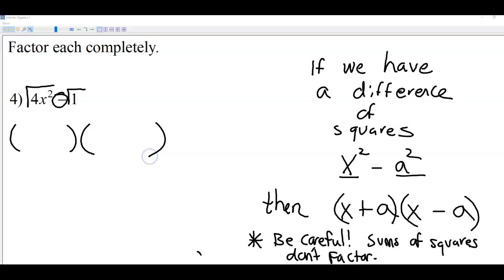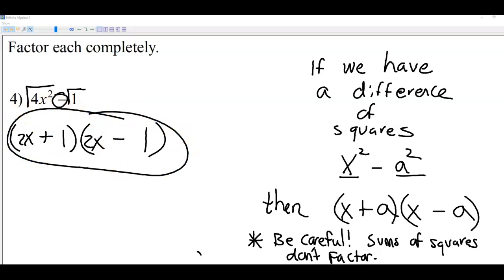So here's how this one works. The square root of 4x squared is 2x, and you put it in 2 spots. The square root of 1 is 1. You put it in 2 spots. One's a plus, one's a minus, and you're all done. Okay, that's the difference of squares method. It's unmultiplying it.